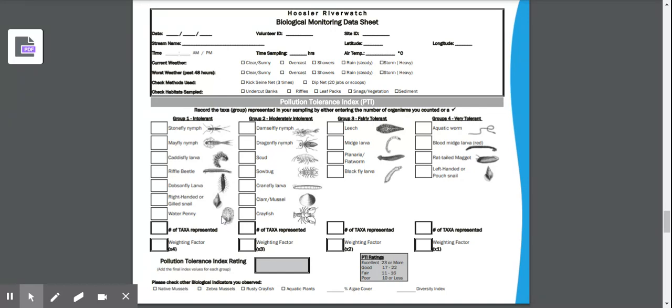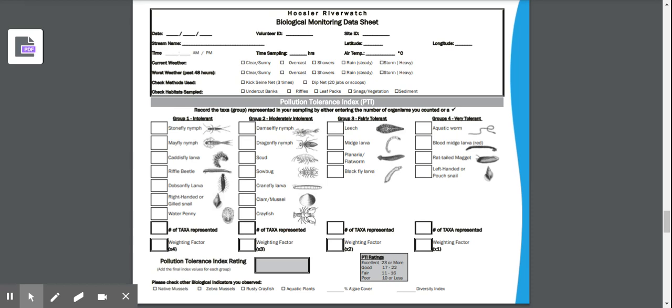So I think we got a right-handed snail and a stonefly nymph down by the bridge. And so we said that we had 2 taxa represented. And the thing is, if there are intolerant species, and if you find them, that means a lot. That's significant. Because if they're alive, then that means that the water is clean enough for them to be alive.